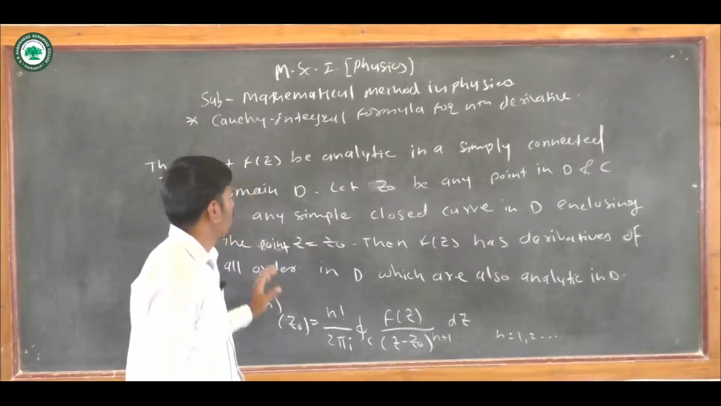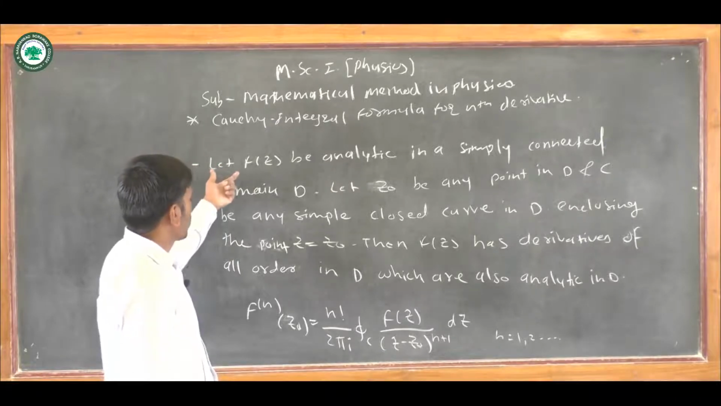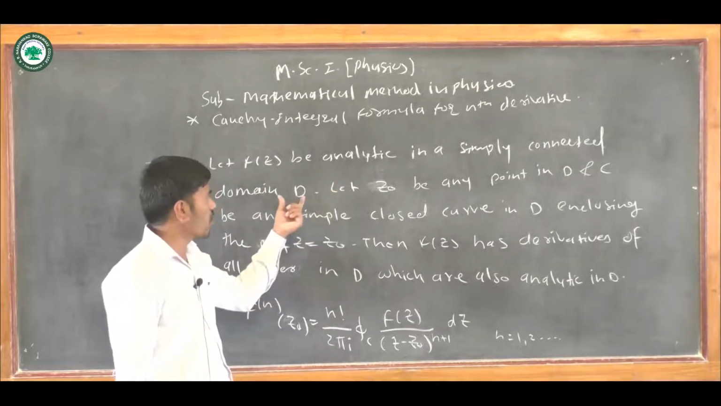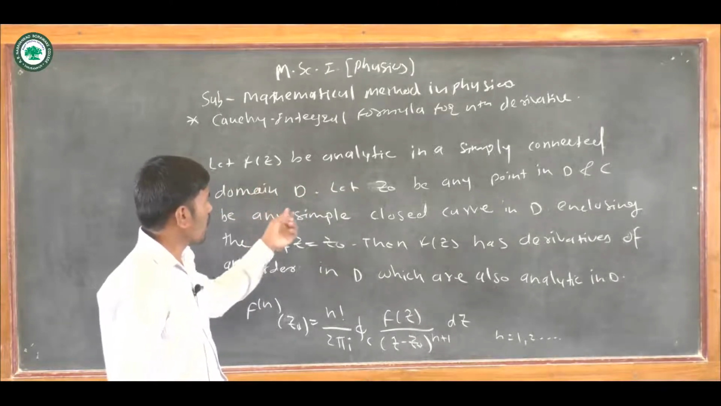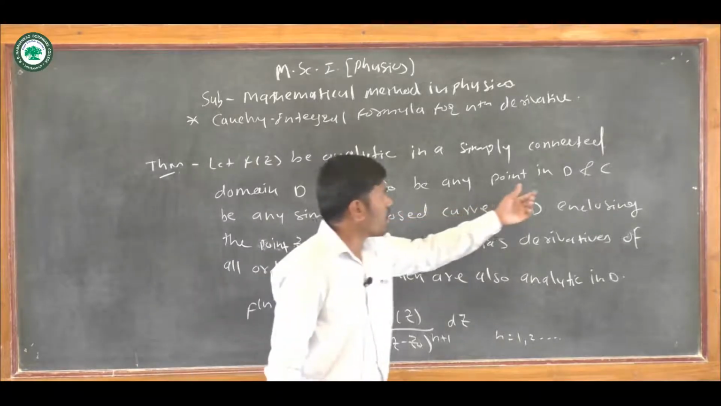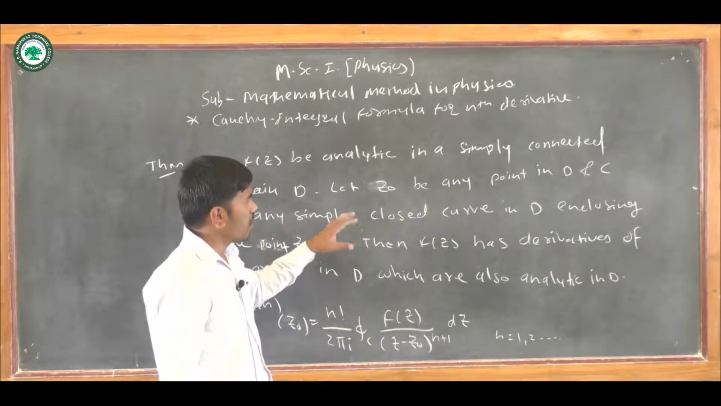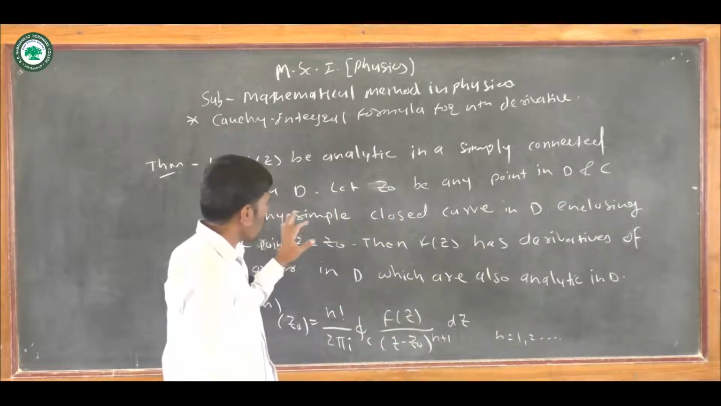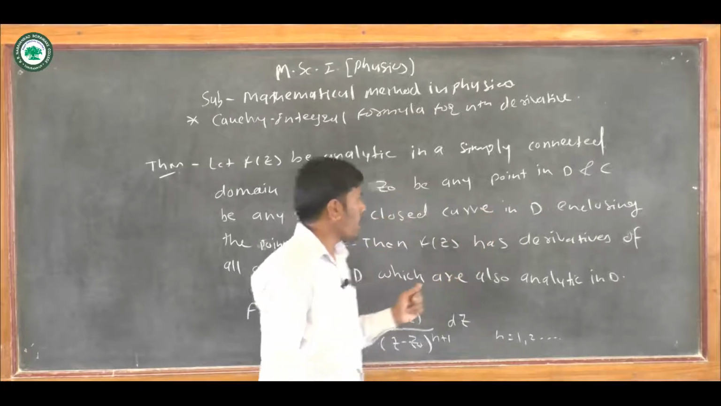So what is the statement of the theorem? Let f(z) be analytic in the simple domain D. This is a domain D, a simply connected domain that we consider here. So f(z) is analytic in this domain, and we also consider one point, z naught, inside the domain D. And we consider one simple closed loop C inside D, and this point z naught is also enclosed by C.